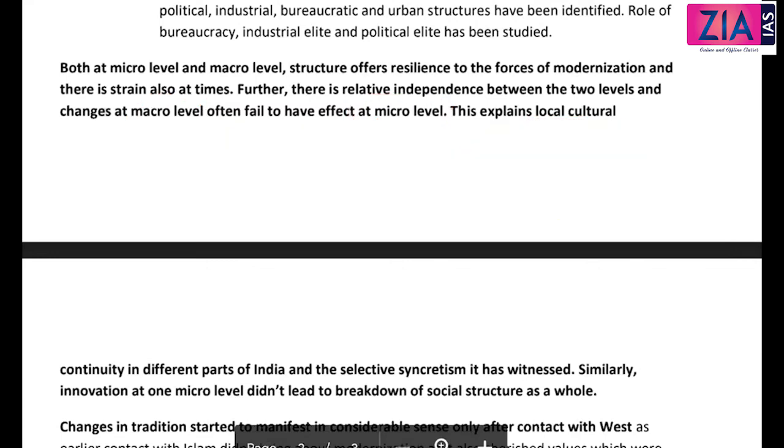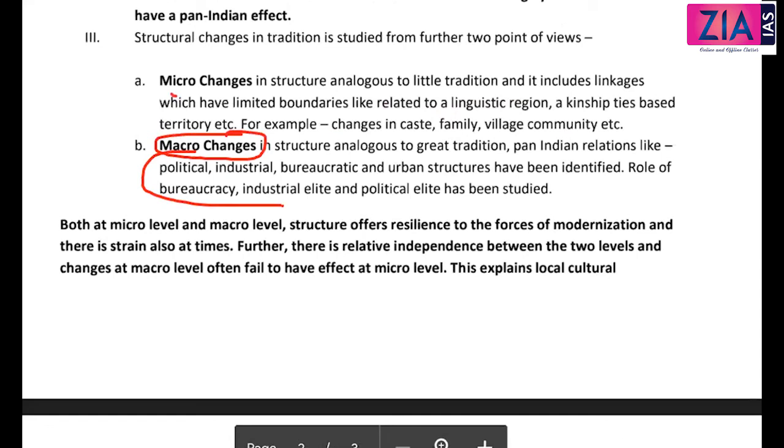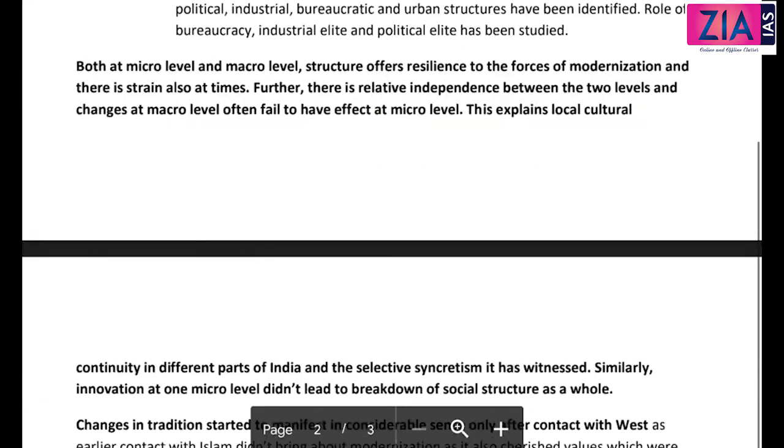If you divide the changes into micro and macro level changes, although they happened at these dimensions, it still did not completely affect the micro setup. So in some areas, in some regions, even though this macro level change is there, it failed to have an effect on the micro level. So micro level features have continued. That means the local traditions, local setups, the caste, family, etc., are still continuing.